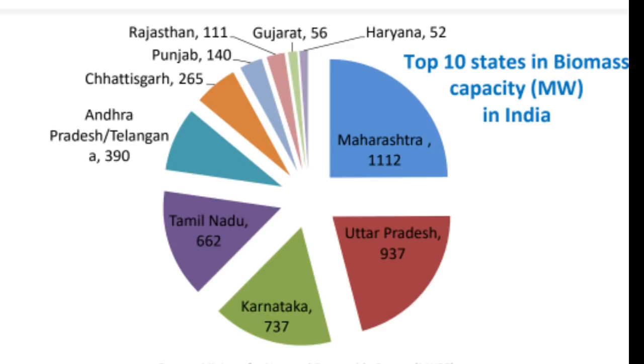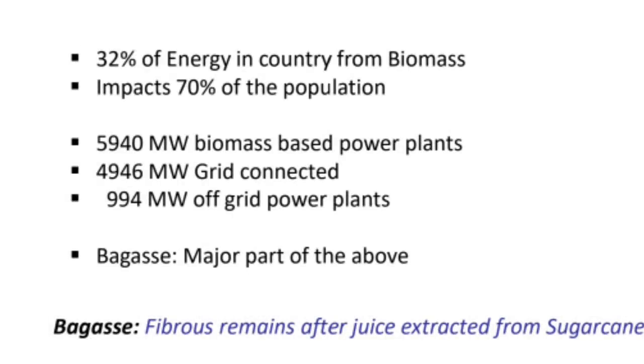Now, 32% of energy in the country is from biomass, impacting 70% of the population. 5940 megawatt of biomass based power plants: 4946 megawatt grid connected, 994 megawatt off-grid power plants. Bagasse is a major part of the above. What is bagasse? The fibrous remains of the juice extracted from sugarcane.